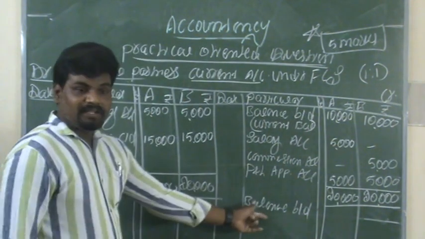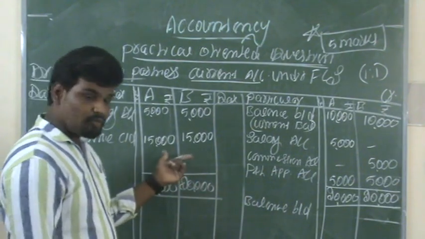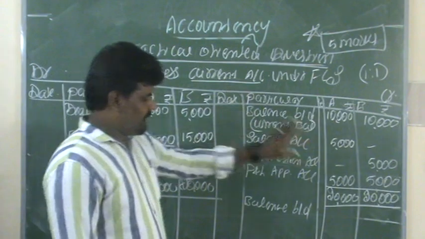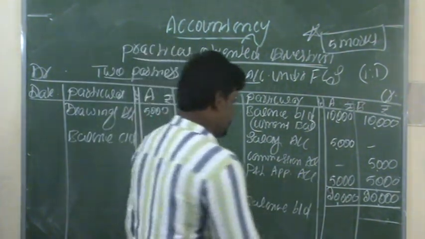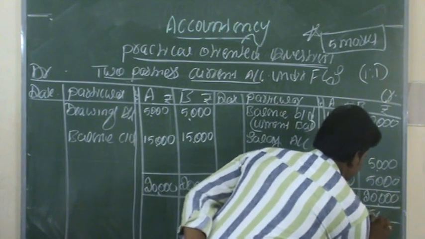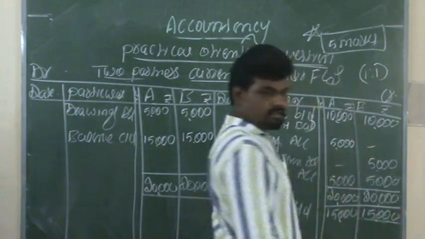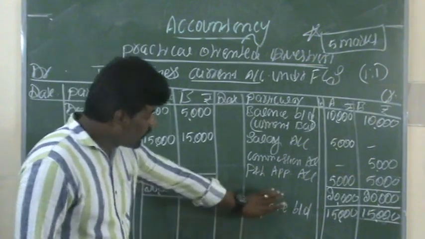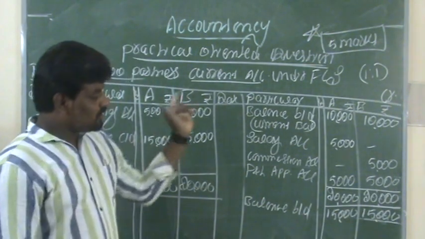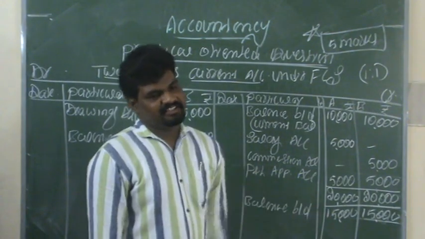So here, whatever the closing debit balance in the debit side, that balance we can record in the credit side, 50,000 by each partner. This is the opening balance for the next year. The last year's closing balance will be the opening balance for the next year.